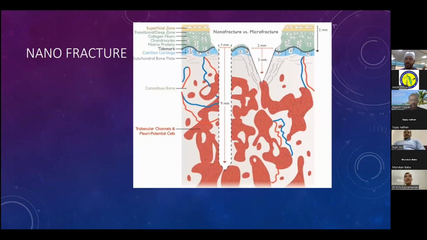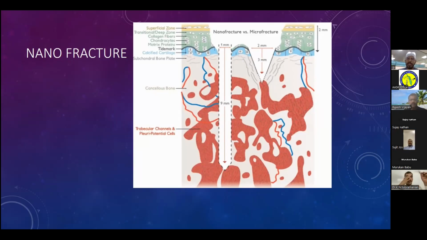That is just a newer version of a microfracture. It's called a nanofracture. In the usual chondral pick, it goes 3 millimeter deep and 2 millimeter wide. But in a nanofracture, it is 1 millimeter in breadth and it goes 9 millimeter deep. So it is addressing the trabecular channels and pluripotent stem cells down in the subchondral bone.